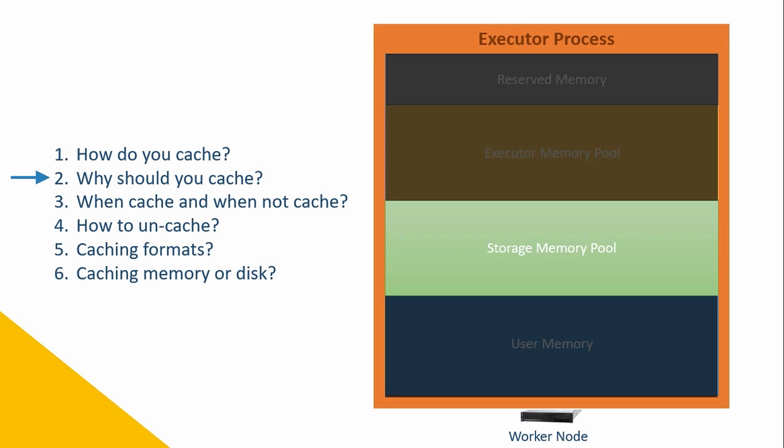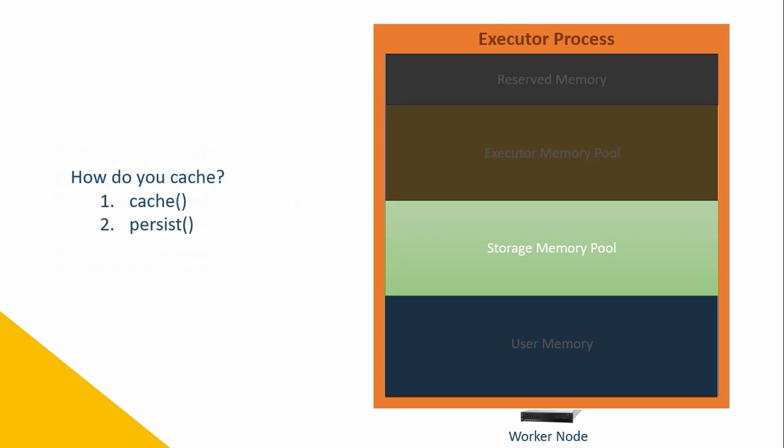What are the benefits of caching your data frames? When should we cache? And when should we avoid caching your data frames? How to uncache it? What are the different formats of caching? What if we do not have enough memory to cache the entire data frame? Answers to all these questions are essential and critical for any Spark developer. And that's what we are going to explore and learn in this video. So let's start with the following question.